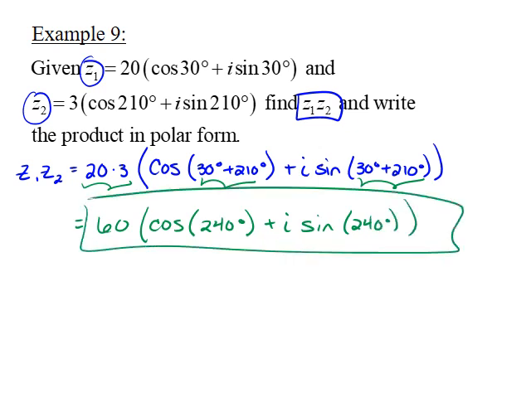And really, that's all there is to it. There is no need to move further because it says to write our product in polar form. I have an r and a theta. This is polar form. If I'm asked to write this in rectangular form, which I'm not, I will evaluate this, and distribute the 60, and I'm done.